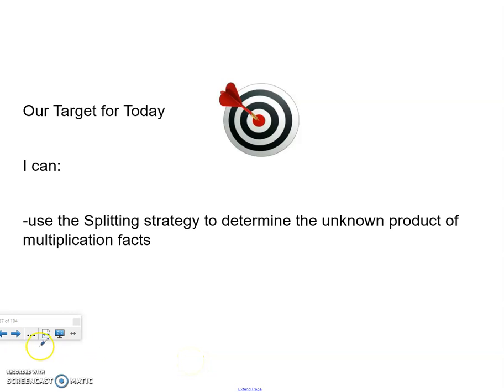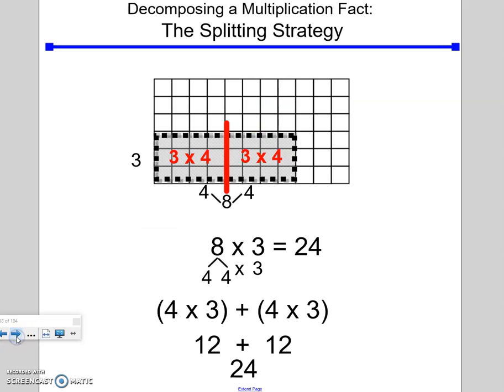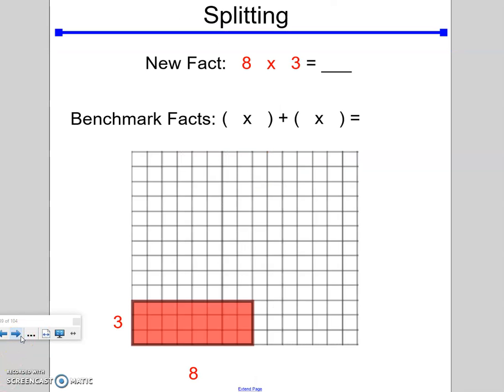Today we're going to be talking about the splitting strategy. So the splitting strategy is a multiplication fact strategy where you decompose or split apart a multiplication fact, an unknown multiplication fact or a new multiplication fact, into two or possibly more smaller benchmark facts. So you're actually decomposing or splitting one fact into two smaller benchmark facts that a student knows. Let's take a look at that a little bit more closely.